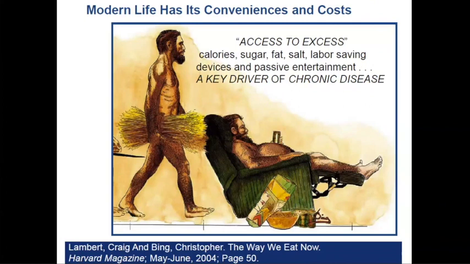People don't move around all the time. You're sitting, we don't even walk to the television. Last time when we were small, we had to walk to the television and change the channel. Now we don't even do that.